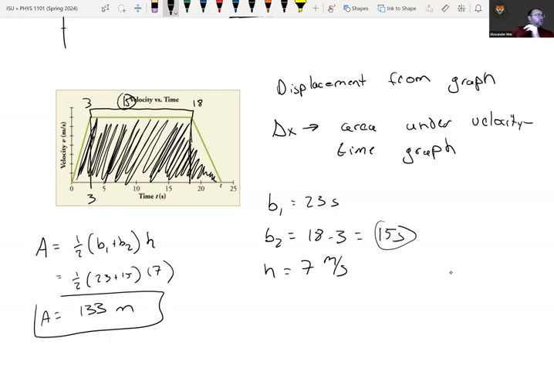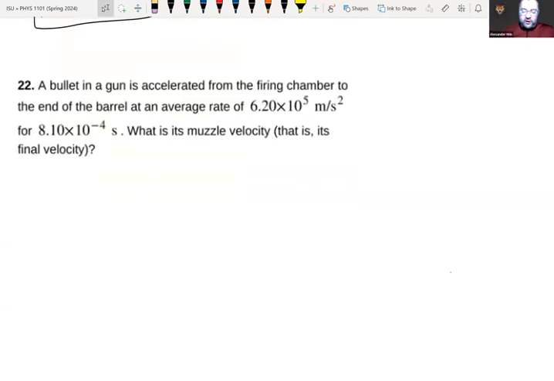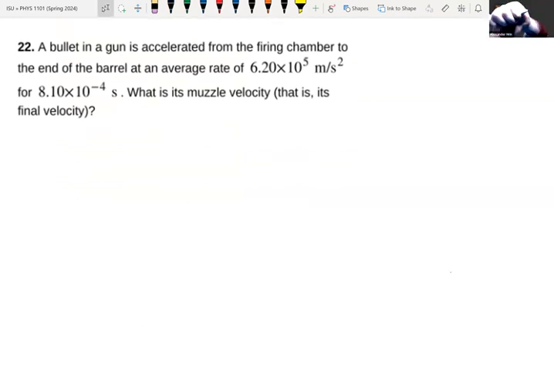Okay, so the first one looks like this. A bullet is accelerated from the firing chamber to the end of a barrel at an average rate of 6.2 times 10 to the 5th meters per second squared for 8.10 times 10 to the negative 4 seconds. What is its muzzle velocity? That is its final velocity.